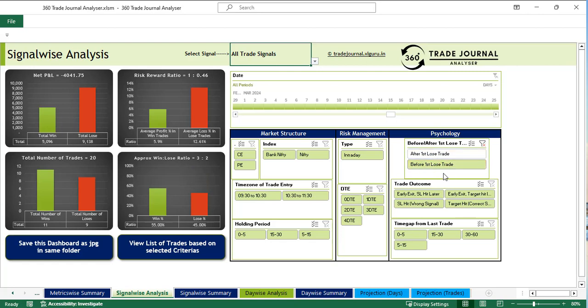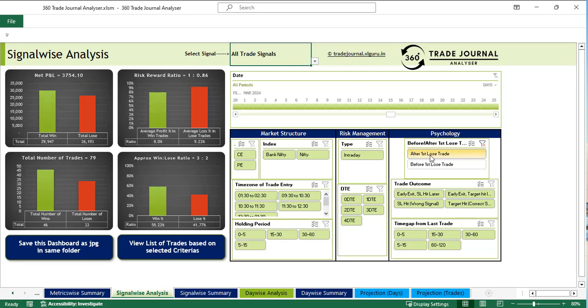So how is your performance before one loss trade? Which means if you have two wins before the first loss, it will have two wins and one loss considered in the before first loss trade, and everything after the first loss trade will be in this filter. So you can analyze in this way, and I'm sure you will get surprising results here.